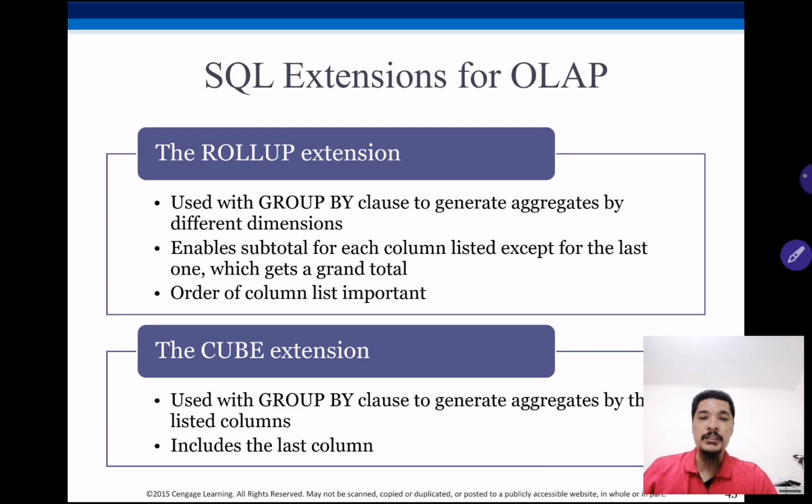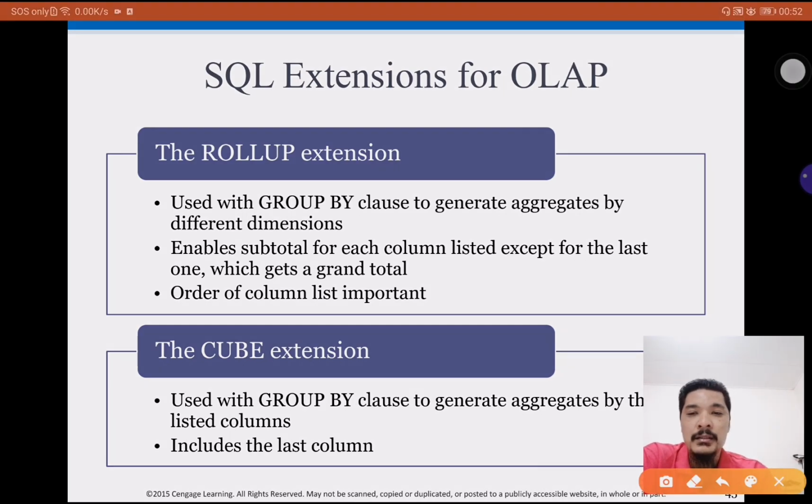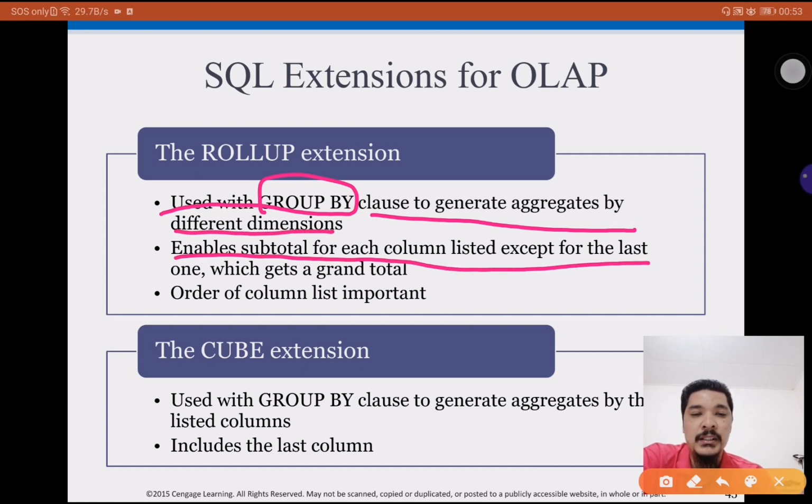Okay, so the next one, SQL extension for OLAP. There's another extension. This is going to be very fast. It is used with the GROUP BY clause. We have already met GROUP BY. It aggregates by different dimensions and also enables a subtotal for each column listed except for the last one, which gets a grand total. So when we have grouped, we can get the total. The order of the column list is important.